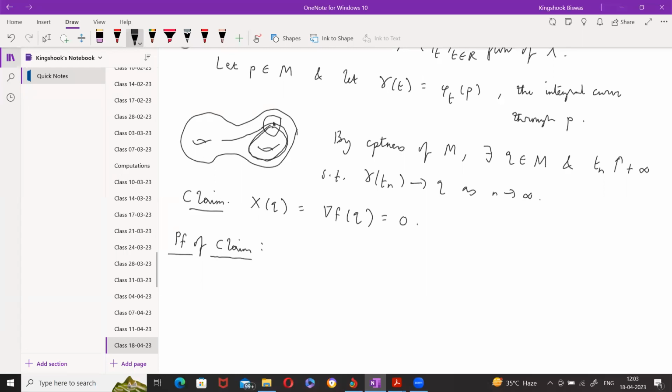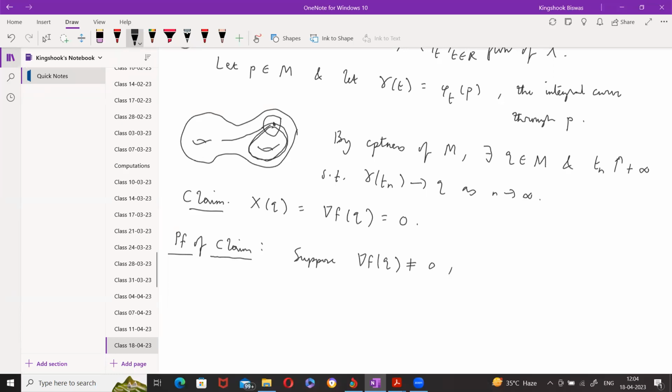So how do we prove this? That is a bit non-trivial. Yeah. But it is not so hard to prove that any limit point is a 0. So let's prove this. We prove by contradiction. So suppose grad f at q is non-zero.